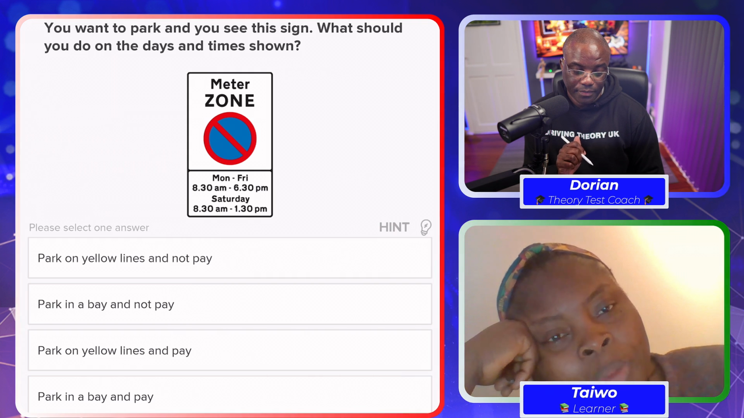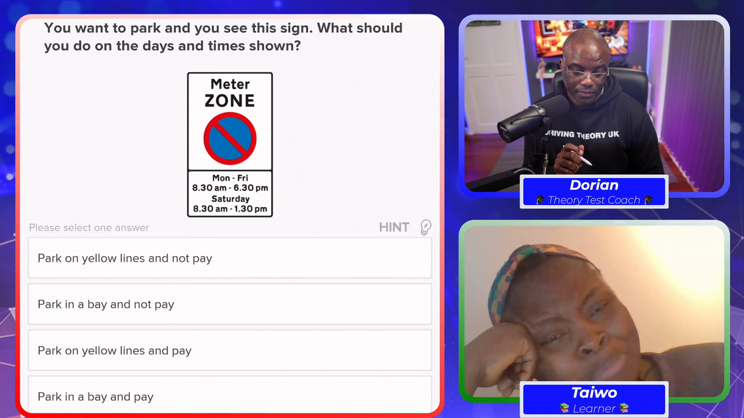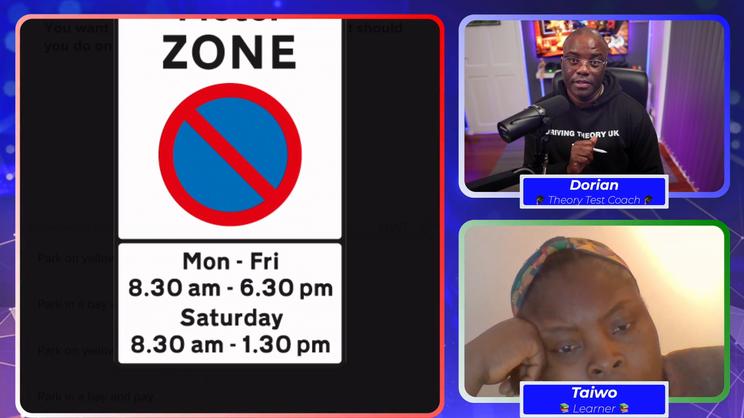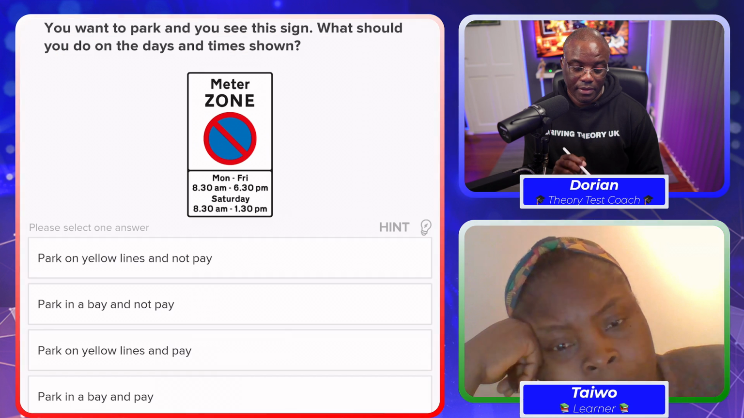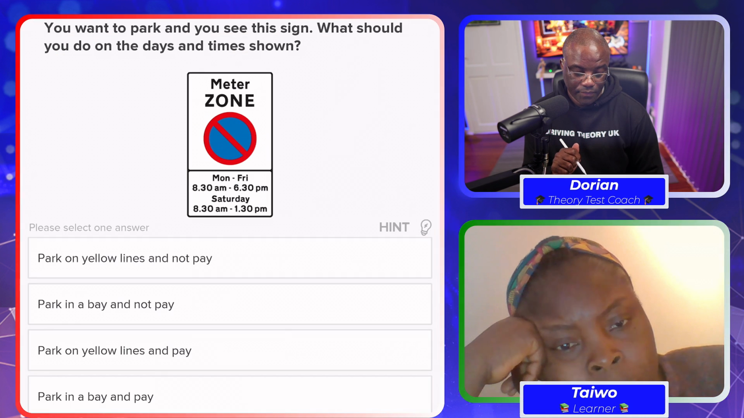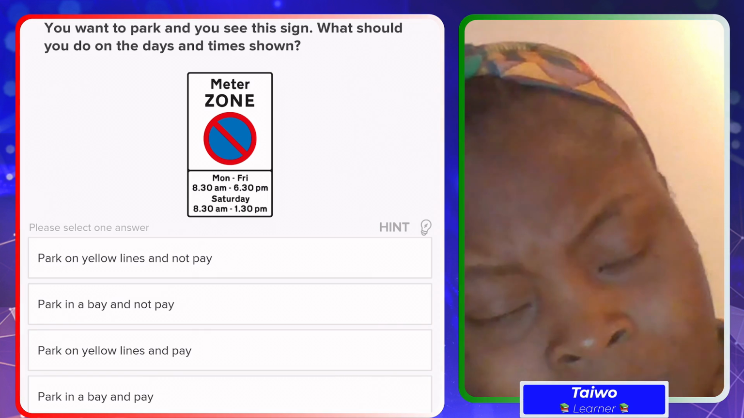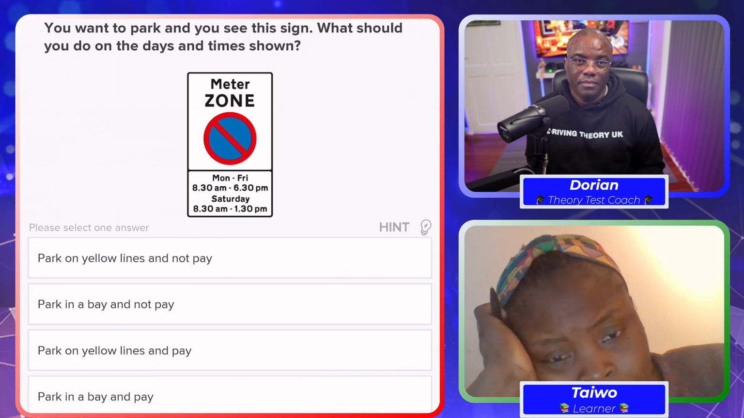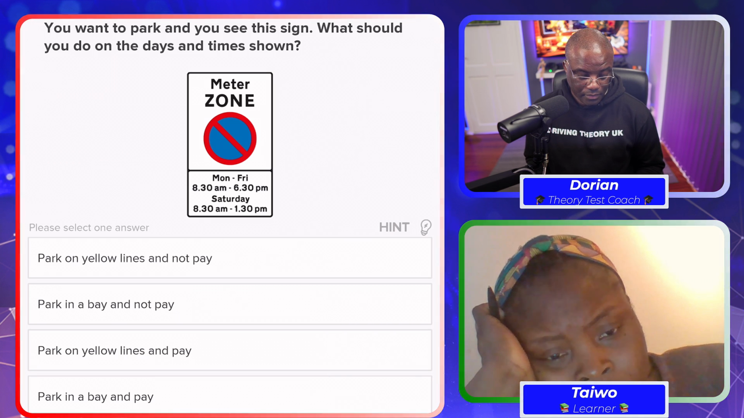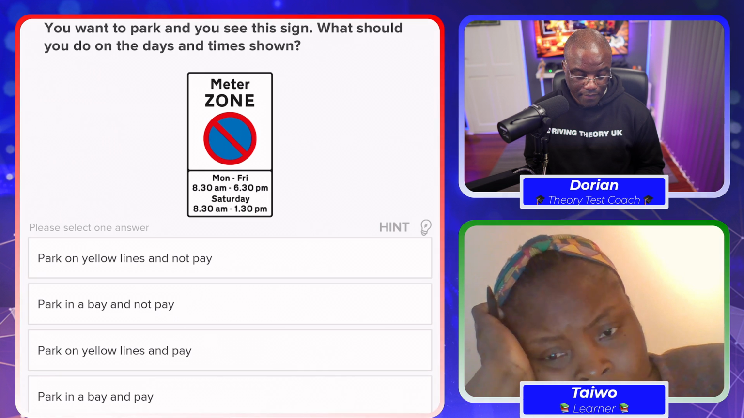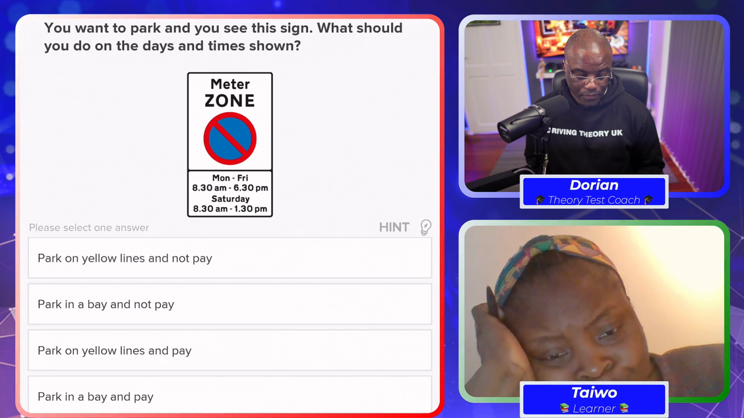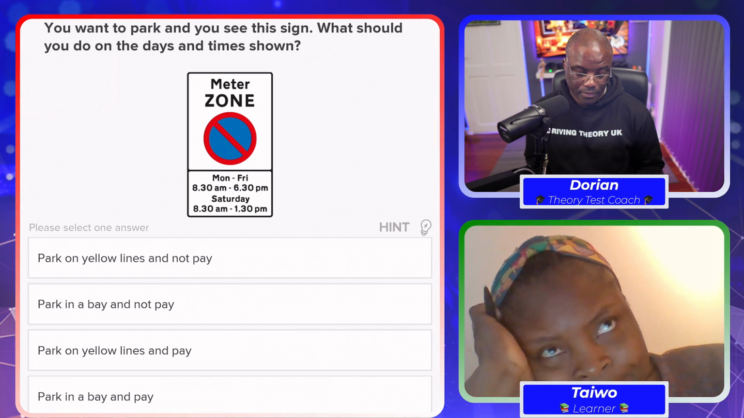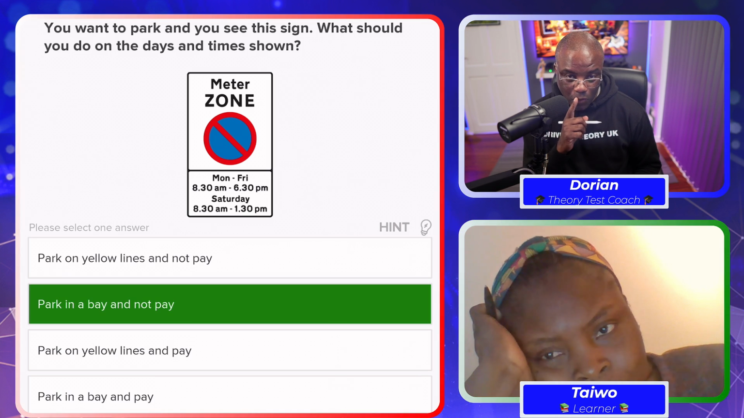You want to park and you see this. What should you do on these days and times? Let me just enlarge it so you've got the information. Obviously, you can't park within the times. So, pay and display, between B and C, because obviously you can't park on yellow lines. You're supposed to park there. B. Okay, so that's the last one.